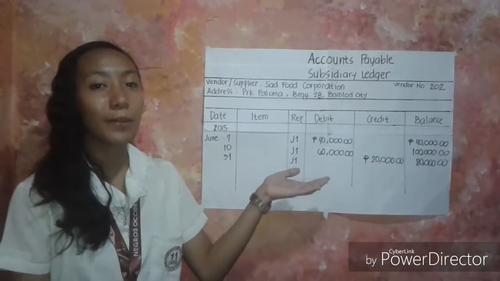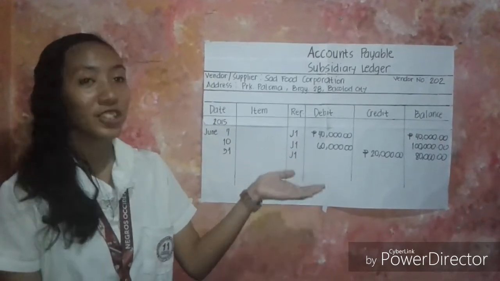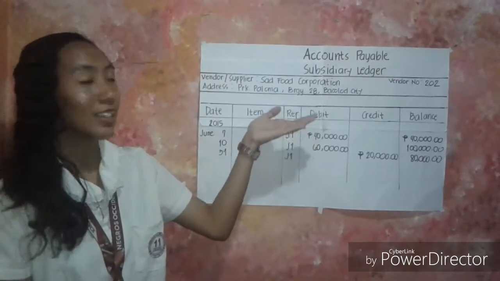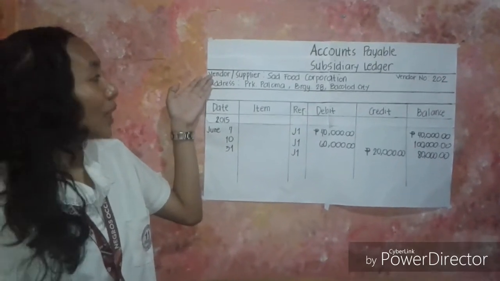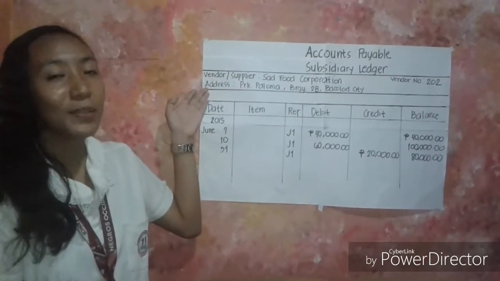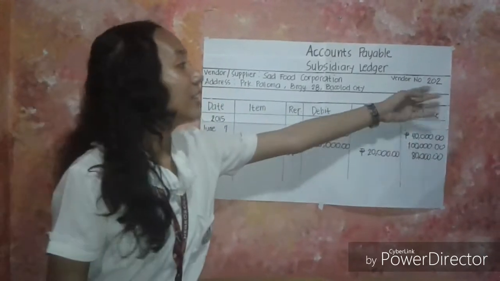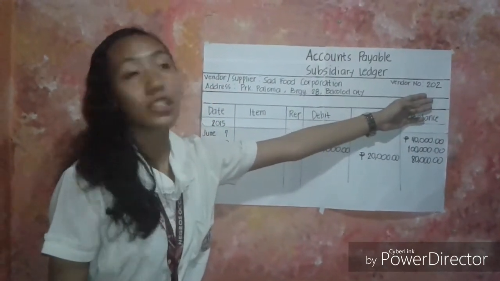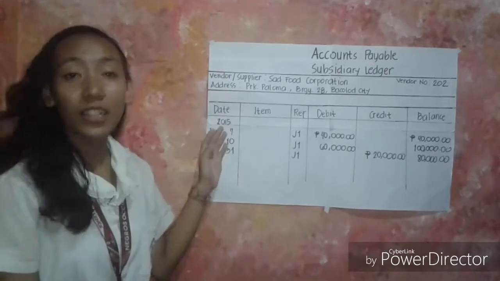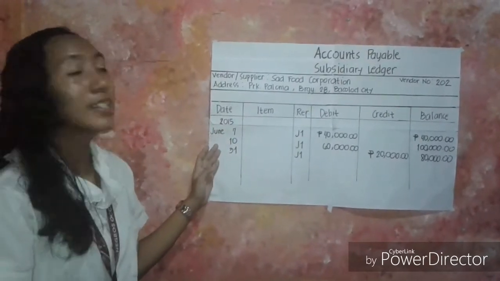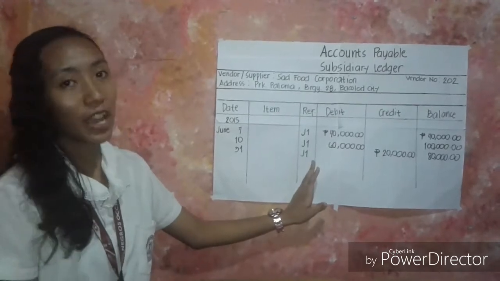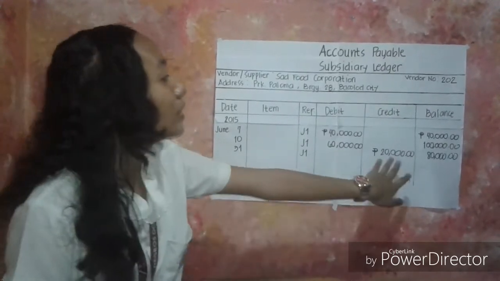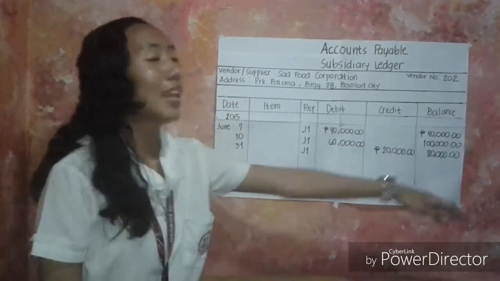This is an example of a subsidiary ledger, the accounts payable subsidiary ledger. This part indicates the vendor or supplier. Below it, the address of the vendor or supplier. And in this part is the vendor number. The first column indicates the date, the item, then the next column is the reference, the debit and the credit columns, and the balance.